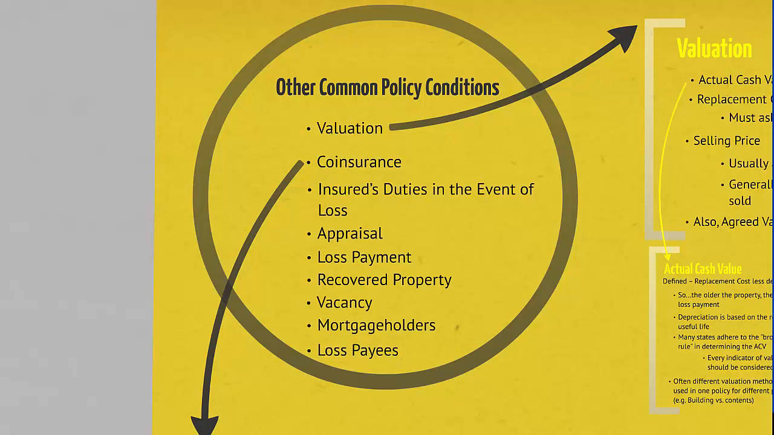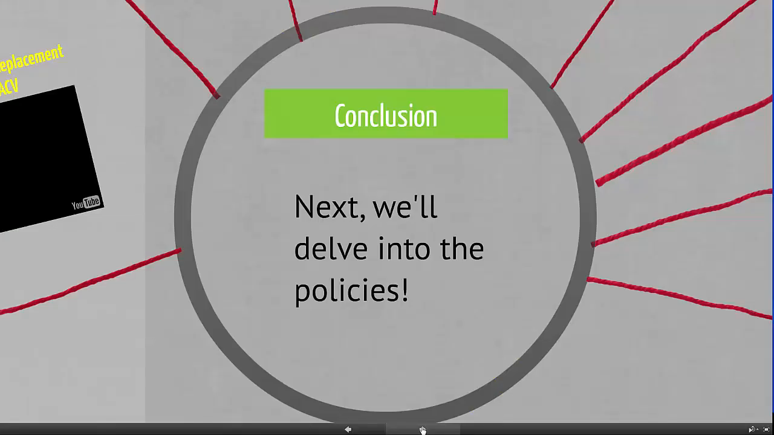And lastly, loss payees, which is somewhat similar to the mortgage holder. Essentially, loss payees explains how others who have an interest in the property, such as a landlord or a company that leases equipment, will be paid in the event of a loss. And that's the end. Next, we'll delve into the actual policies.